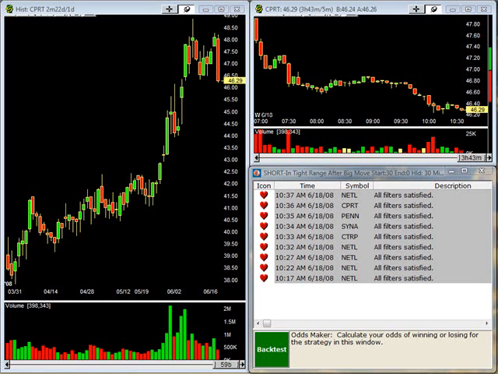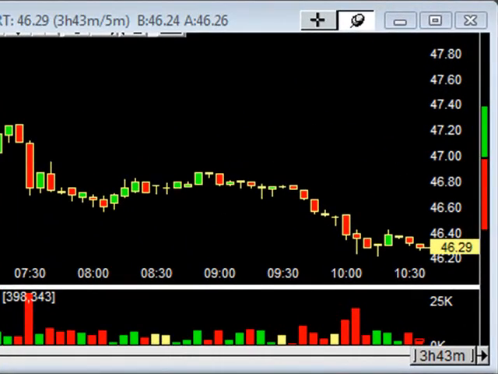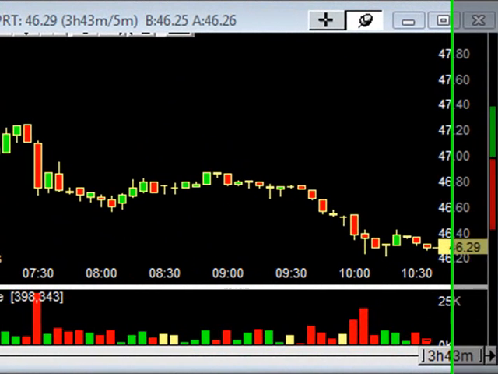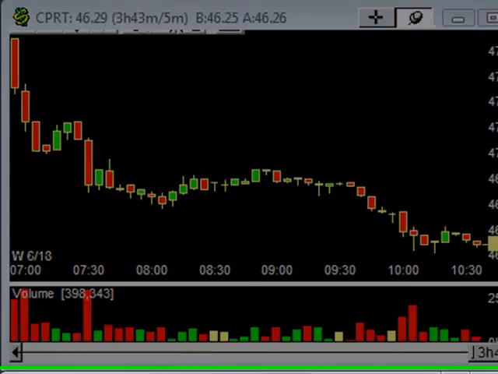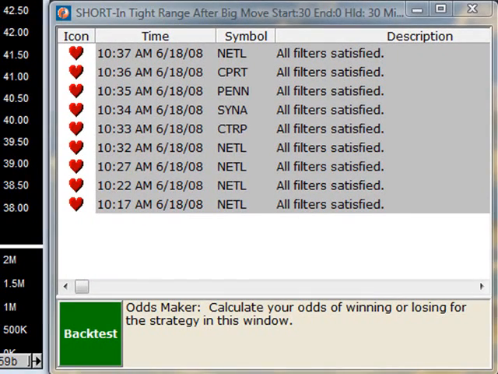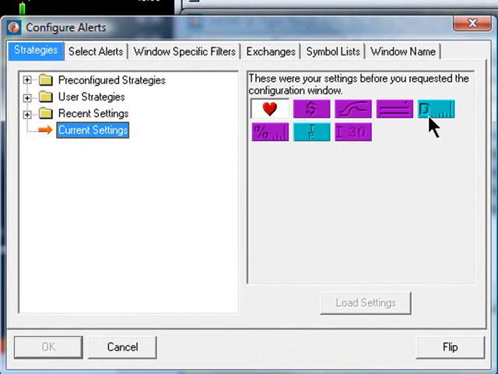In today's lesson, we're going to show you how to design a system that shows you stocks that are consolidating in a very tight range after they've made a move to either the upside or the downside. Let's take a look and see how we set this up using only filters. I'm going to right click and select configure, and here you can see all of the elements that are selected in this window. All of them are primarily this color, which means that they're window specific filters, and I'm going to talk about this one last.